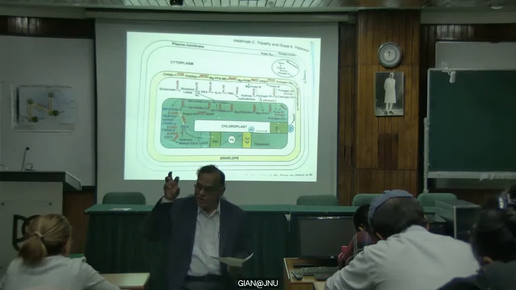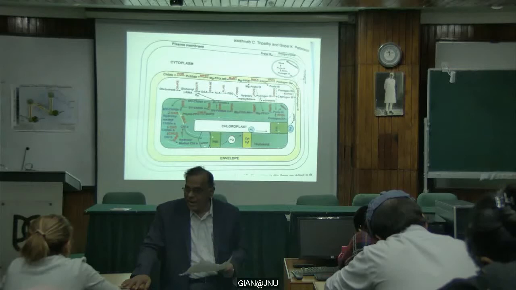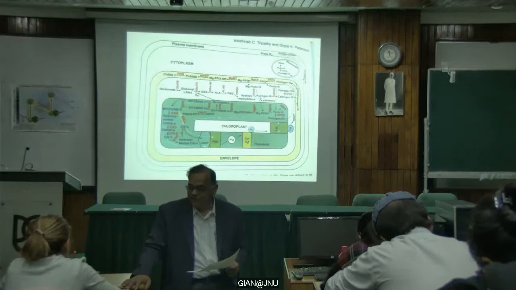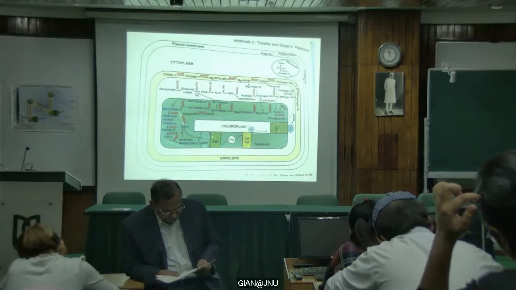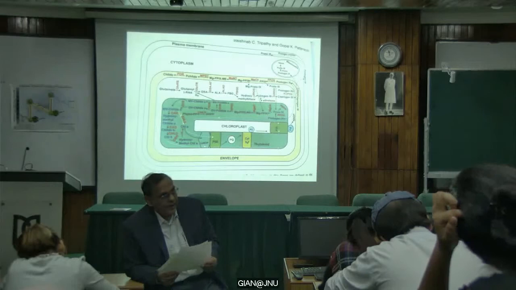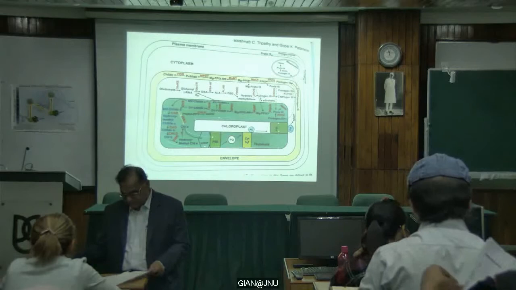Iron gets inserted into protoporphyrin 9 at the center to produce heme. Just look at the diagram I'm giving you.